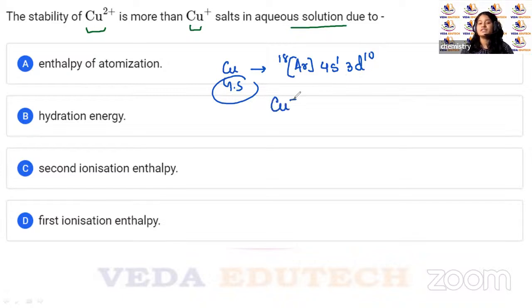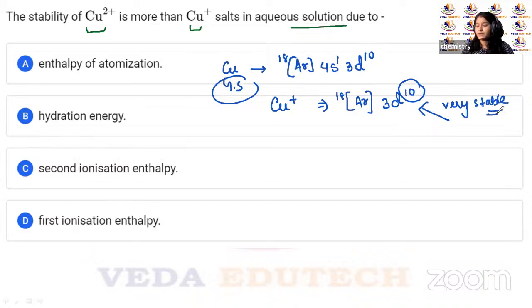If we see the configuration of Cu+, what are we going to get? We are going to get argon 3d10. And as we can see here, the d10 configuration, children, is very stable. Okay, now let us talk about Cu2+. Talking about Cu2+, we are going to have 3d9. We are removing the electron from the very stable electronic configuration.